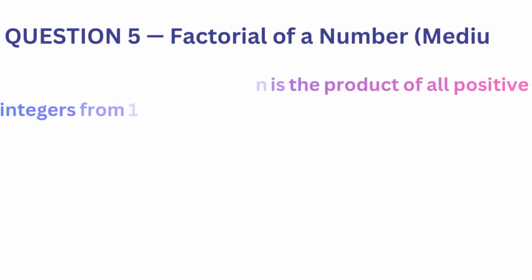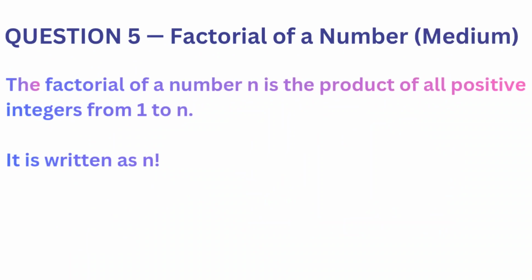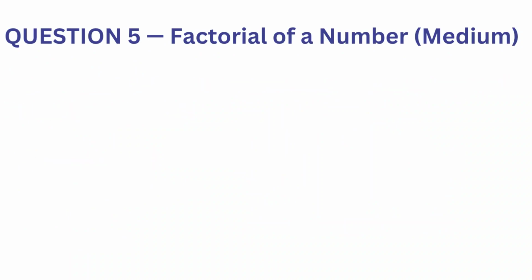And the next question is find the factorial of a number. As we know, the factorial of a number n is the product of all positive integers from 1 to n, and it is written as n factorial. So instead of writing loops or recursion, Python's math module does it efficiently, and this is perfect for large values.